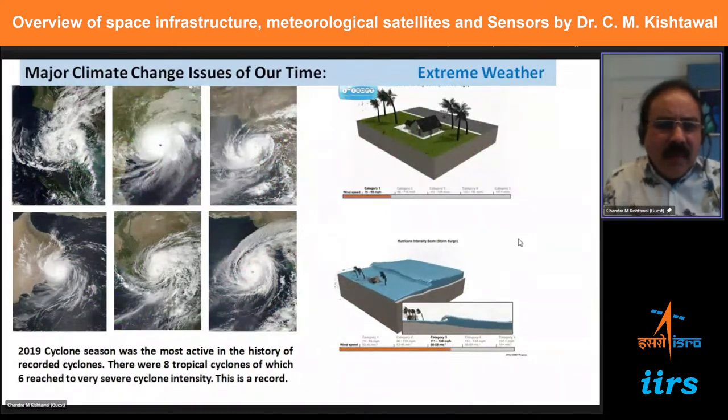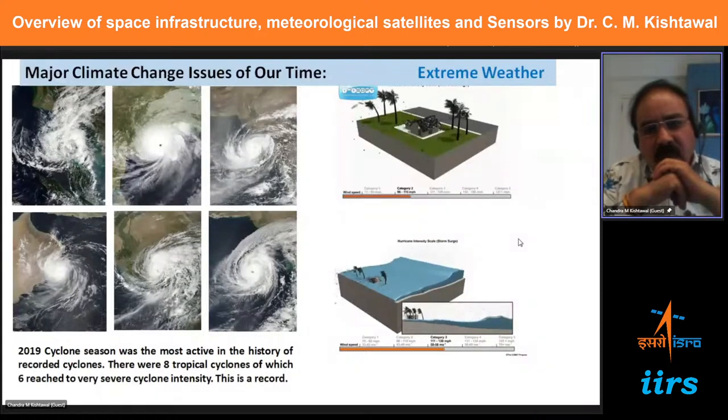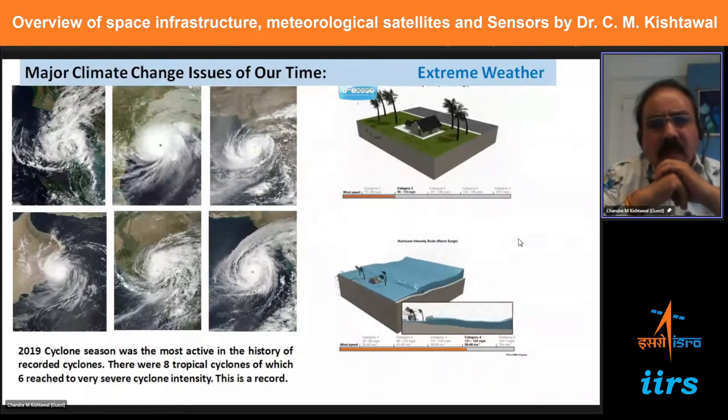For example, these tropical cyclones. You can see this is a picture of 2019. The record-breaking eight cyclones occurred over there. This year also, a big cyclone occurred on the coast of Gujarat, and these events are becoming more and more common nowadays, and more and more severe. So this is putting the entire safety of the coastal area at risk.